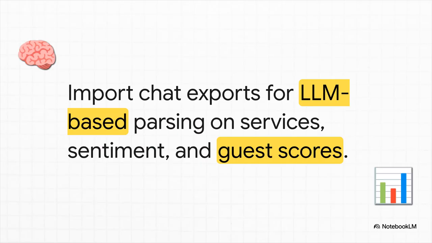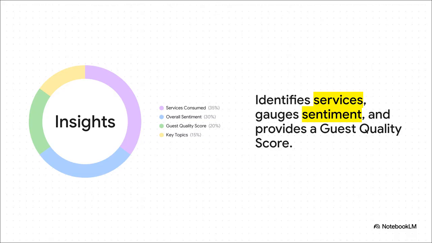Now, this is where Host Hustle goes way beyond just being a management tool and actually helps you improve your business. You can literally turn your old guest chats into valuable, actionable insights. So how does that work? You just export a chat from a guest stay and paste it into the tool. The AI then gets to work, analyzing everything. It can tell you what extra services the guest used, figure out their overall sentiment, and it can even give you a guest quality score. This helps you identify your best customers so you can send them special offers in the future. It's like having your own personal data analyst on call.